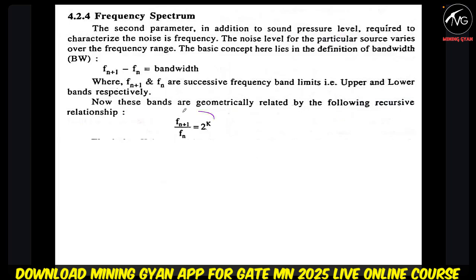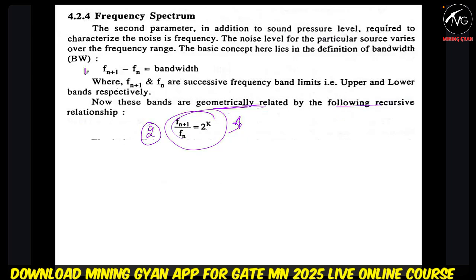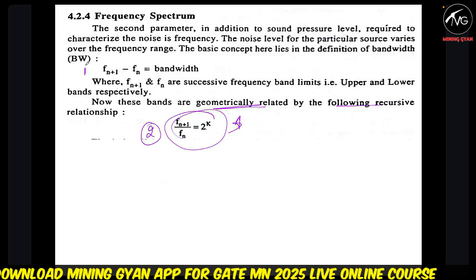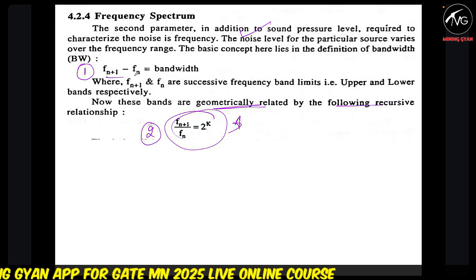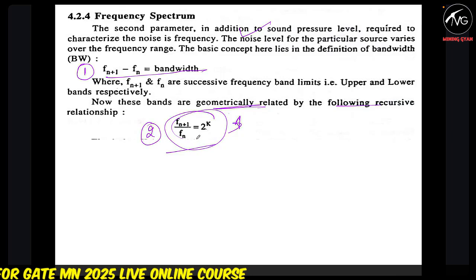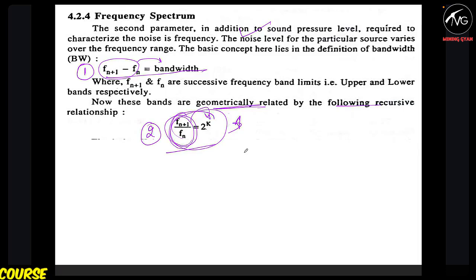Okay, this formula you should also know. Now the bands are geometrically related. This is the first point you should remember, and this is the second. Other things, if you forget, it's okay, but these two points you should remember: the difference of fu and fl will be equal to the bandwidth, and their ratio will be equal to 2 to the power k.